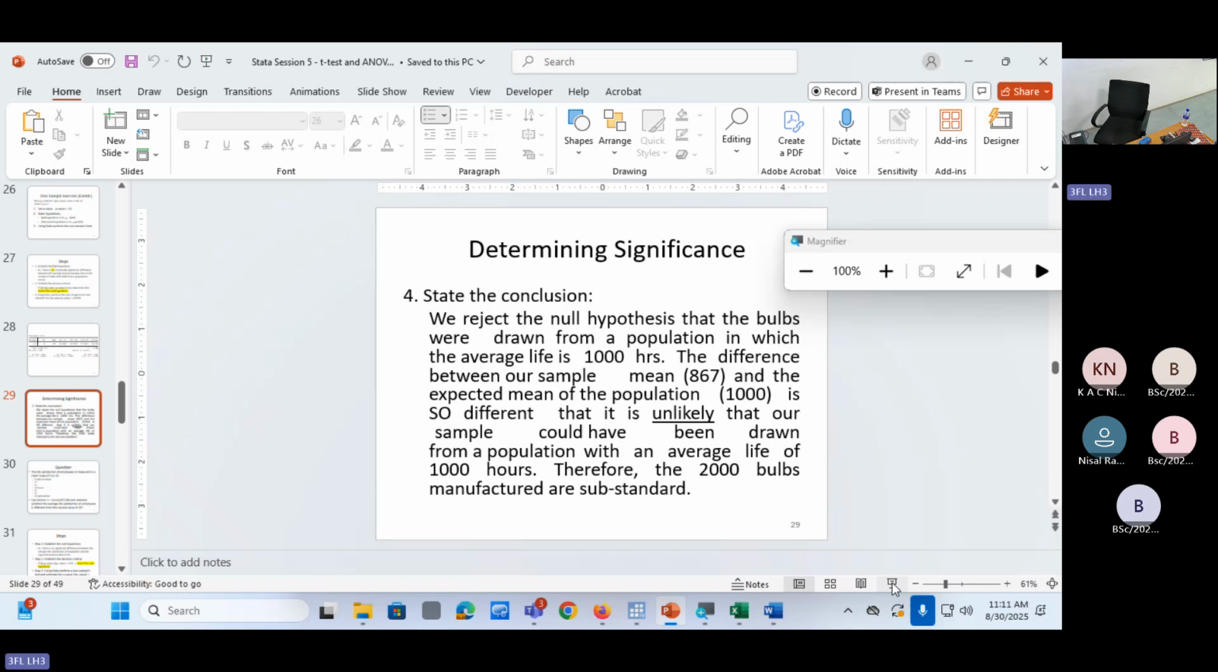This sample cannot come from a population. What it means is this sample cannot come from a population where the burning time is 1000 hours. Since the one sample test shows the mean is significantly lower, the bulbs cannot come from a population where the burning time is 1000 hours.